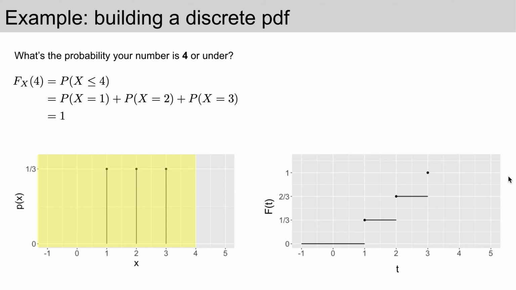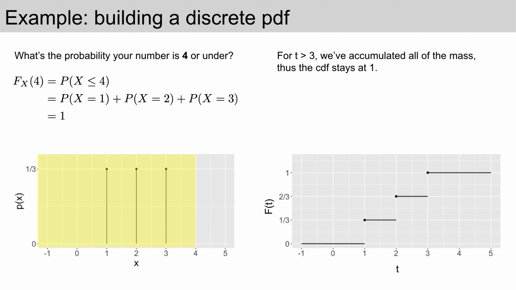For example, our number has to be a 4 or under, with a probability of 1. Namely, for any t above 3, we've already accumulated all of the mass from the model. Thus, this CDF stays flat at a height of 1.